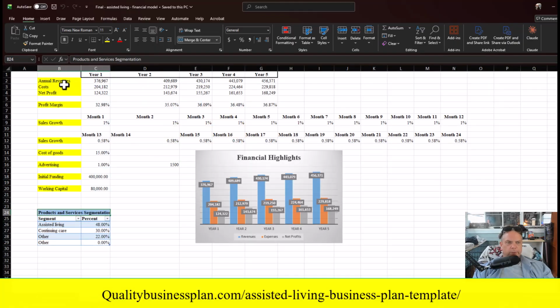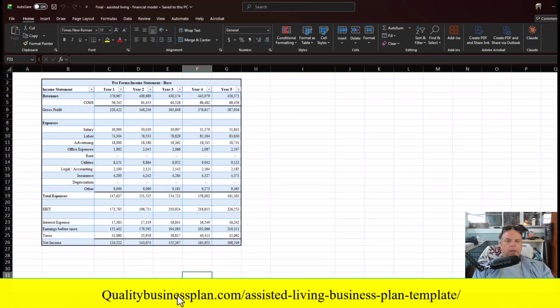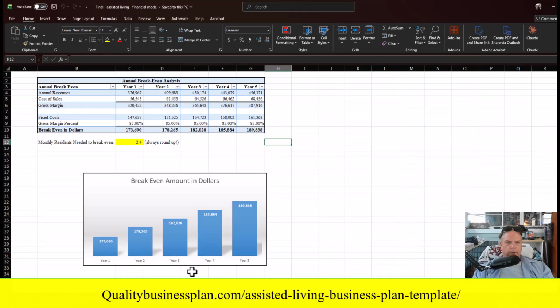This is going to give you a summary of your revenues, your costs, your net profits, your profit margin. It's going to update this chart right here. It's going to give you your 12-month profit and loss statement. It's going to update your numbers month 1 through 3, quarter 1, month 4 through 6, quarter 2. It's also going to update your pro forma income statement for 5 years. A lot of SBA loans look for 3 years. I expanded for 5 for you. And then it's also going to update your break-even analysis.